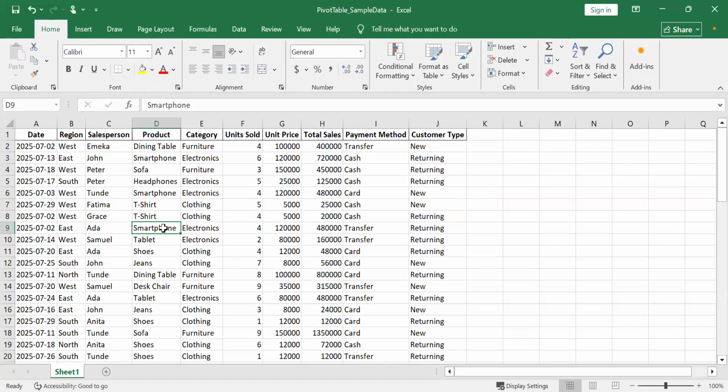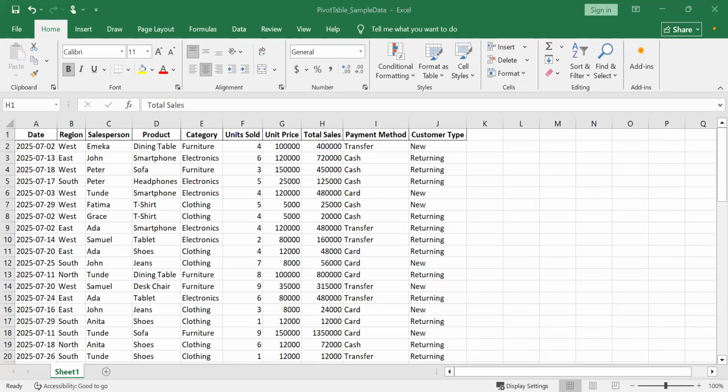Yeah, so back to what we're talking about, which is pivot tables, which is basically about analyzing data, getting into understanding how to use Excel to get the best out of the data you have. Now, for example, we have the sample data I just got here. It has date, region, salesperson, product, category, unit sold, unit price, total sales, payment method, customer types.